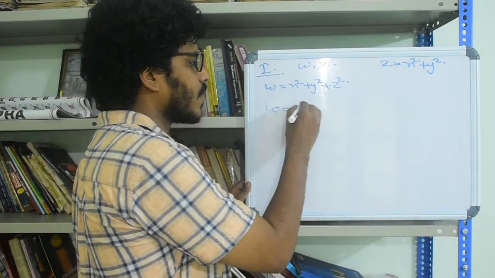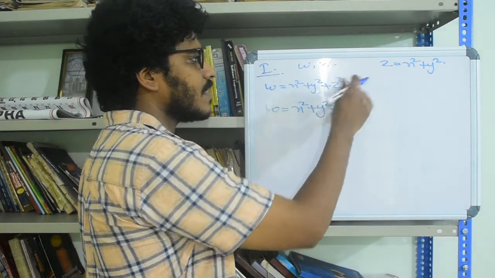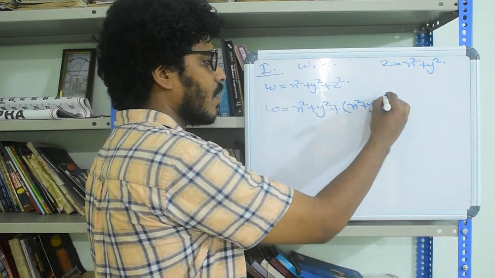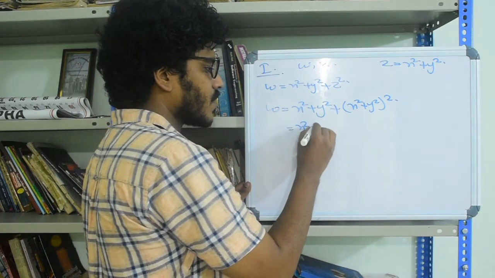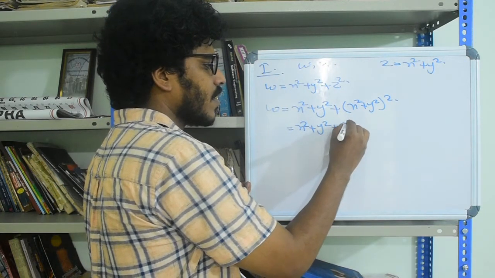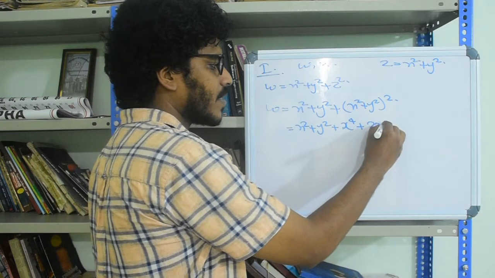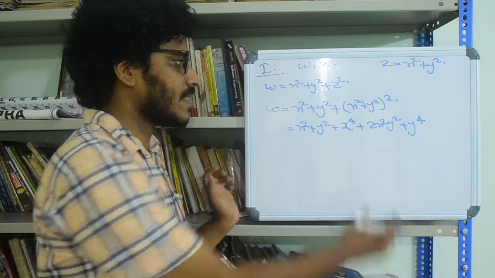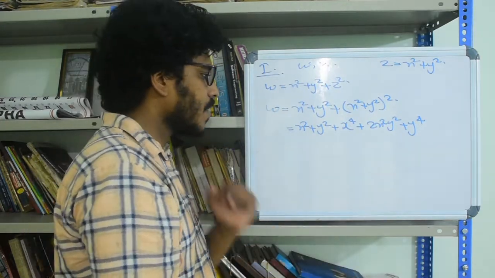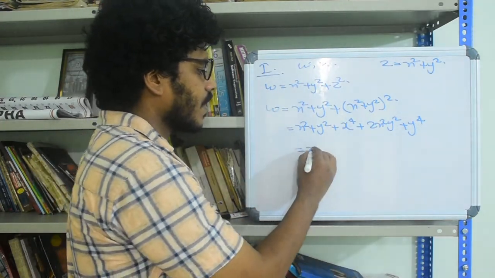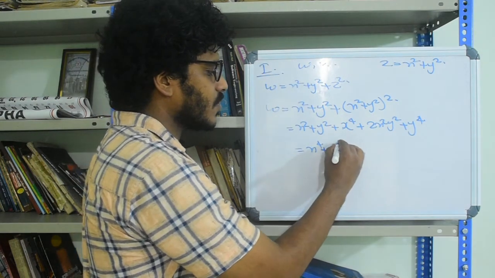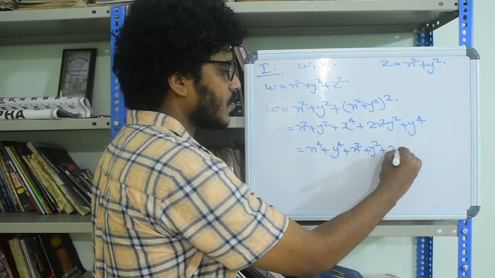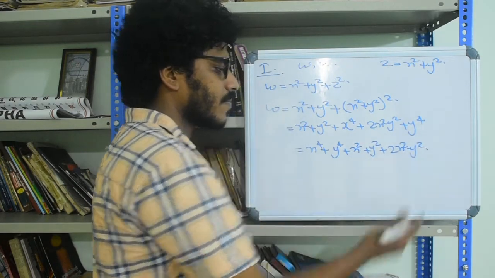W equal to X square plus Y square plus Z square, where Z is X square plus Y square. So Z square is X square plus Y square all square, which is X square plus Y square plus X raised to 4 plus 2X square Y square plus Y raised to the power 4, which is a simple expansion of A plus B whole square. Right. So what is this? X raised to 4 plus Y raised to 4 plus X square plus Y square plus 2X square Y square.